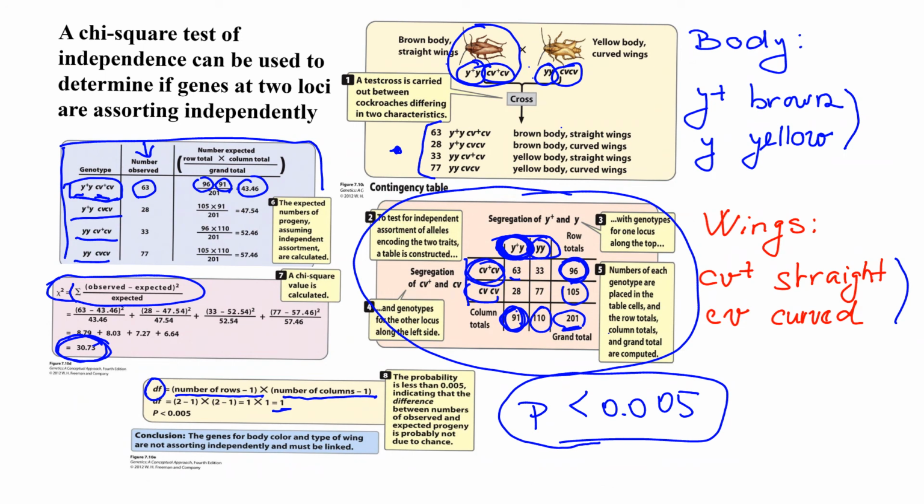You remember what our question was? Our null hypothesis was that the inheritance of body color and wing shape is following independent assortment. So basically, the probability is too low that this is what's happening. You have to reject your null hypothesis, and basically your conclusion is that the genes for body color and type of wings are not assorting independently, so therefore they must be linked.